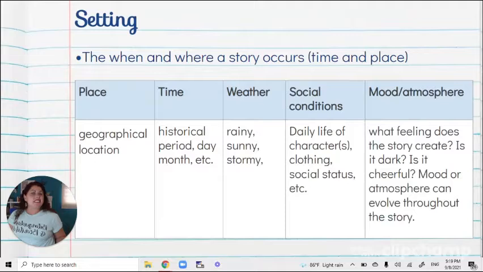Does it take place in London? Does it take place in Puerto Rico? And inside of that, we have not only the geographical location, as I mentioned, but also the when: the historical period, day, month, etc.